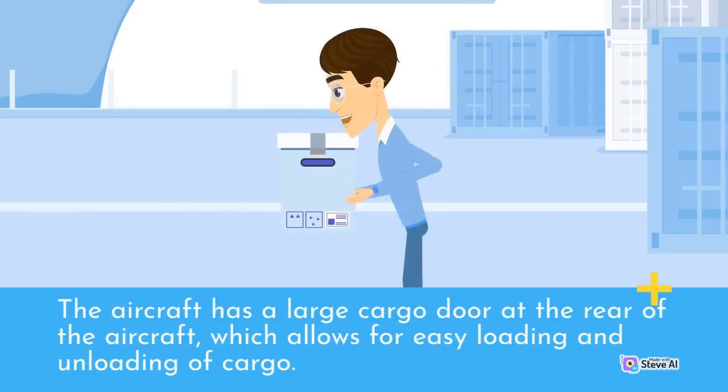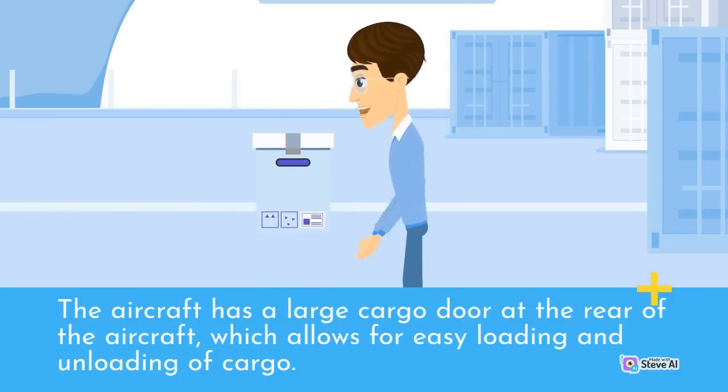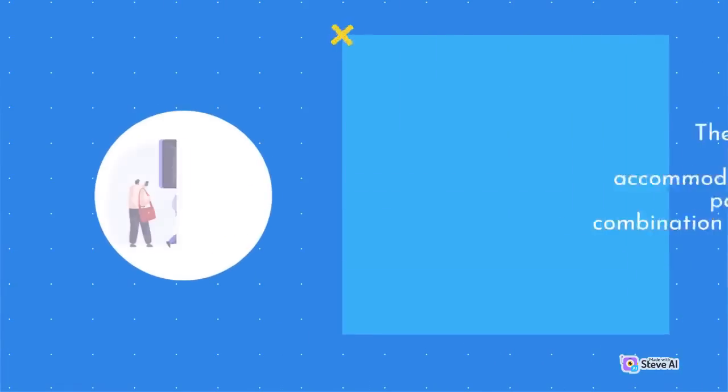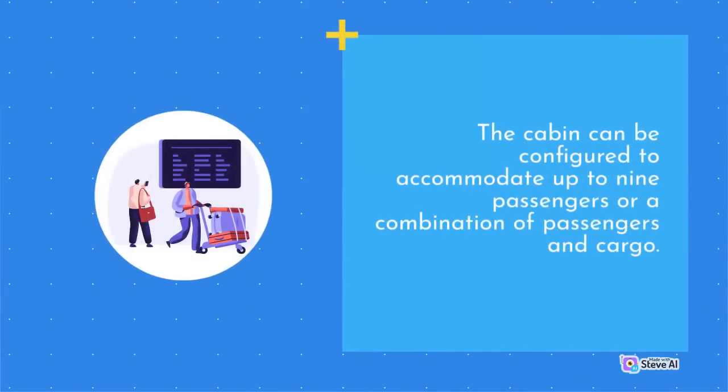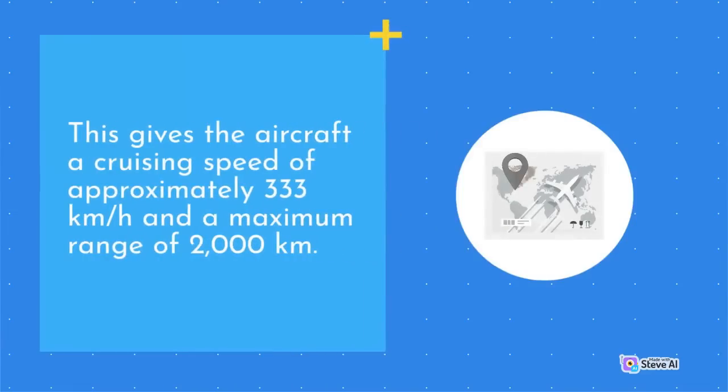The aircraft has a large cargo door at the rear, which allows for easy loading and unloading of cargo. The cabin can be configured to accommodate up to 9 passengers or a combination of passengers and cargo. The Caravan is powered by a Pratt & Whitney Canada PT6A-114A turboprop engine, which produces 675 horsepower. This gives the aircraft a cruising speed of approximately 333 kilometers per hour and a maximum range of 2,000 kilometers.